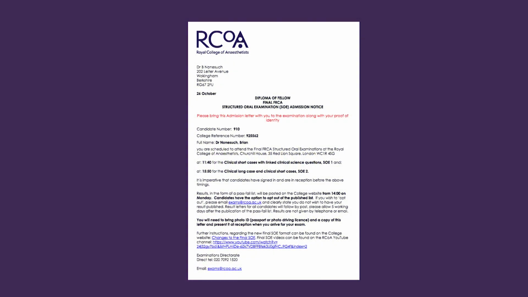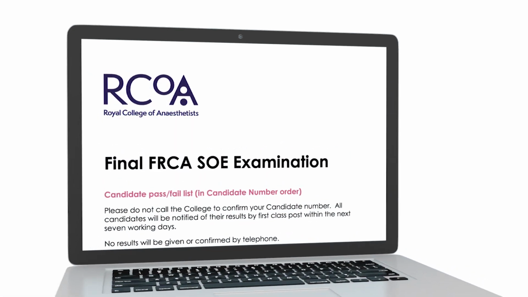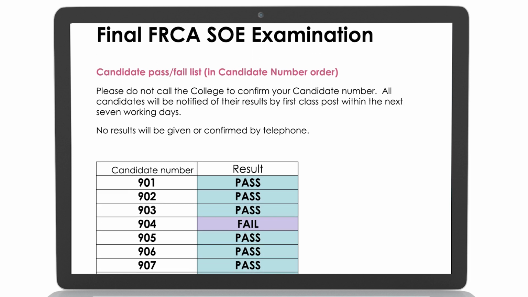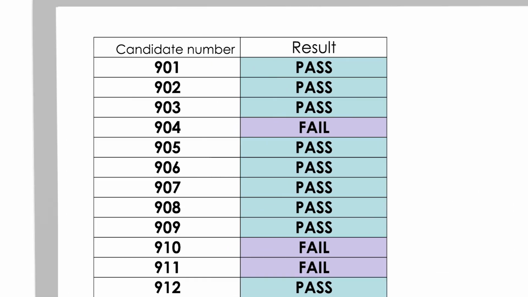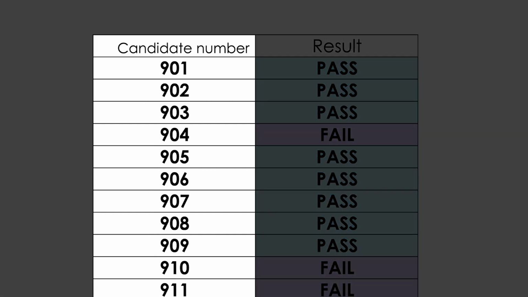Your admission notice, which was sent to you by email before you attended for the exam, sets out the date and time that results are to be published. Your result in the Final FRCA SOE, in the form of a pass and fail list, will be published on the college website following a statistical analysis of exam data. Candidates are identified on the pass and fail list by the use of their candidate number only, that is the 3-figure number displayed on the badge you have been wearing today.